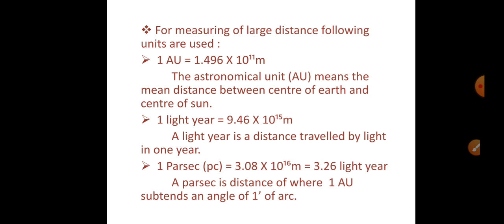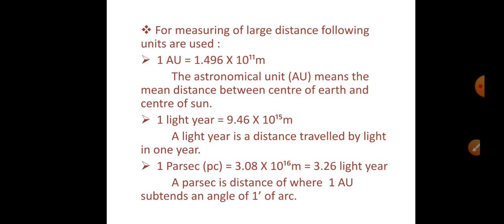Another unit also used is the parsec. One parsec is the distance at which one astronomical unit subtends an angle of 1 second of arc. 1 parsec is equal to 3.08 into 10 raised to 16 meter, or 3.26 light years. These are the units by which large distances can be measured.